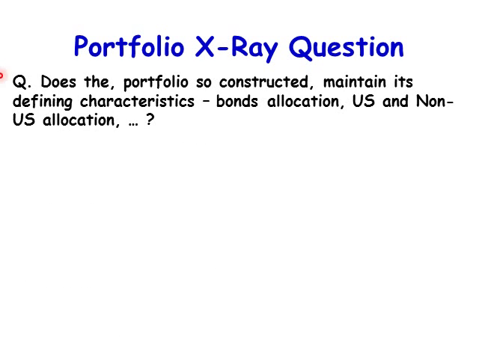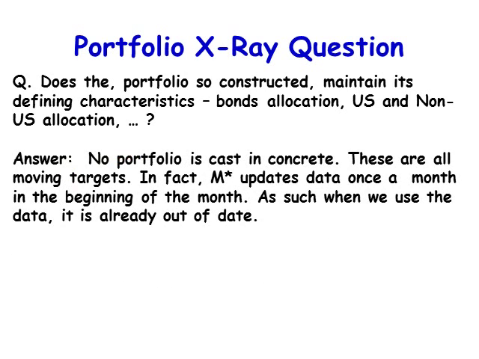Okay, let's see some questions here. Does this portfolio so constructed maintain its defining characteristics, which is bonds allocation, the U.S. and non-U.S. allocation? We went through such a large length to get it right, and does it stay right? Answer: no portfolio is cast in concrete. These are all moving targets.